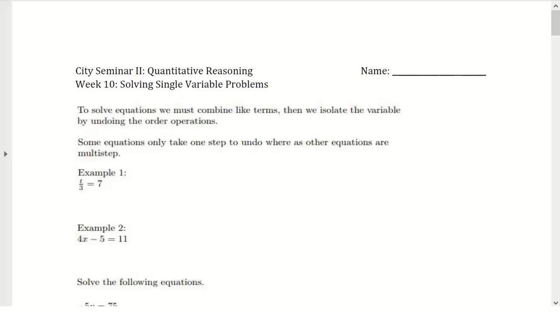Hey guys, this week the video's on solving single variable problems. I'm pretty sure you guys have done very similar questions before, right? But I just want to go over it again because very soon we're going to be talking about linear equations. And in order to understand linear equations, it's really important that you understand how to solve a single variable problem.